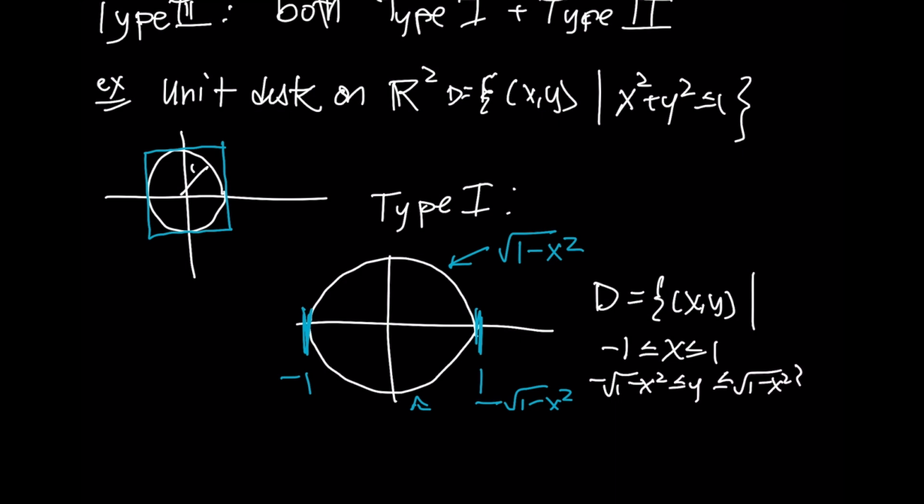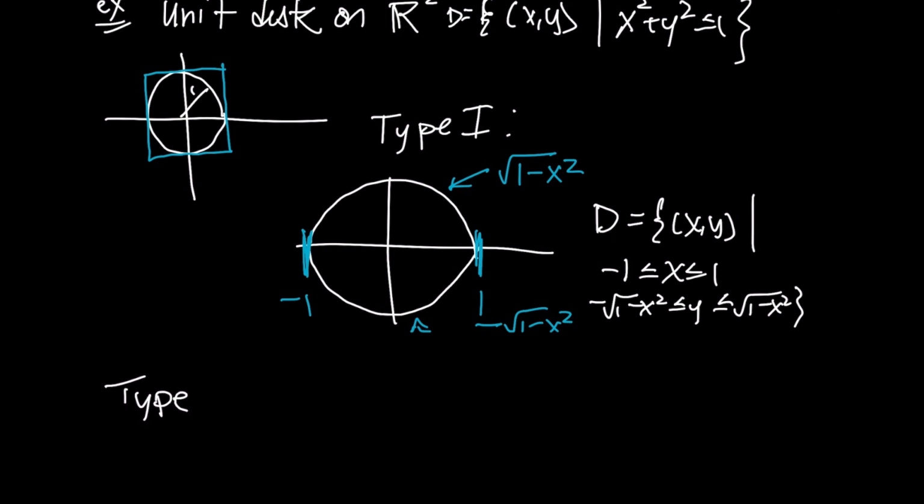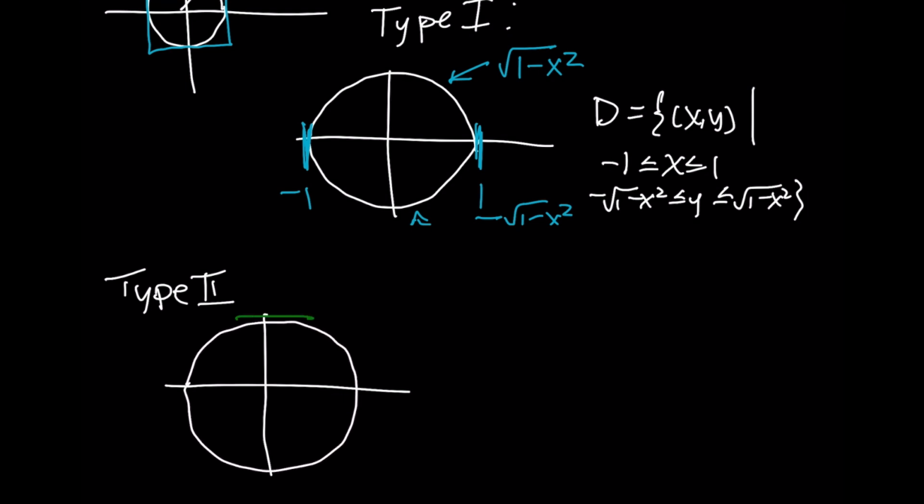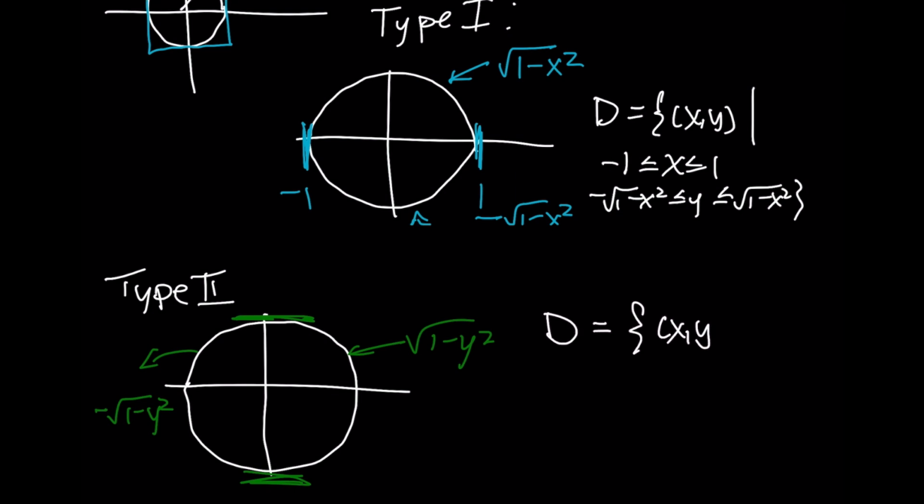If we wanted to view it as a type 2 region, we're going to take a similar approach. We are going to think of this unit circle as being bounded in the y direction, and then it has two curves. This curve here would be negative square root of 1 minus y squared, and this curve here would be positive square root of 1 minus y squared. So the region D in this case would be the set of points (x, y) such that y lives between -1 and 1, and x lives between these two continuous functions of y.